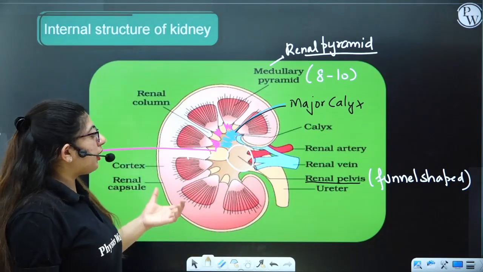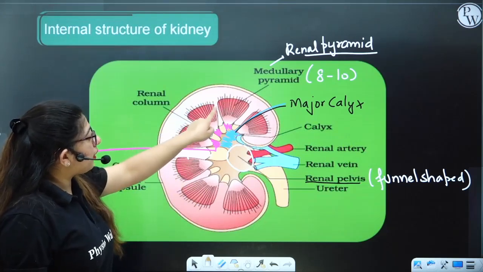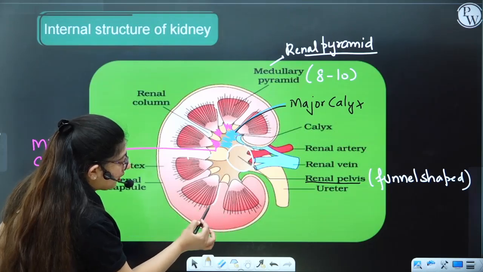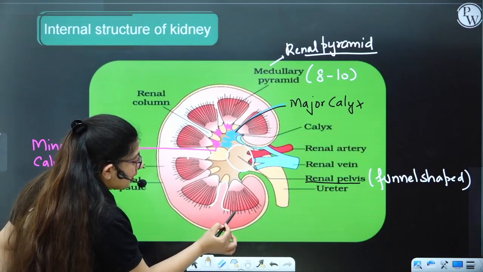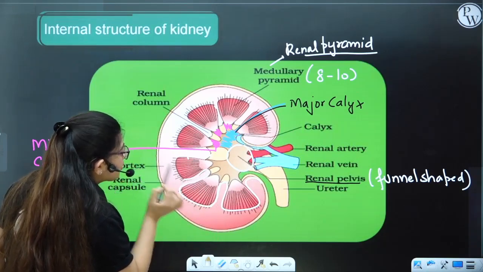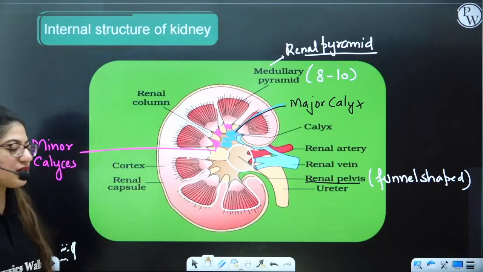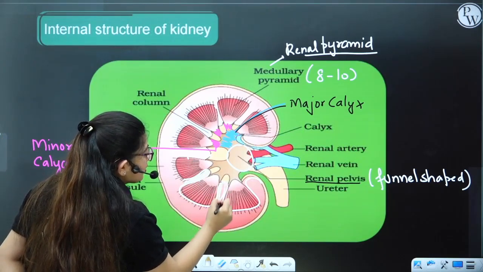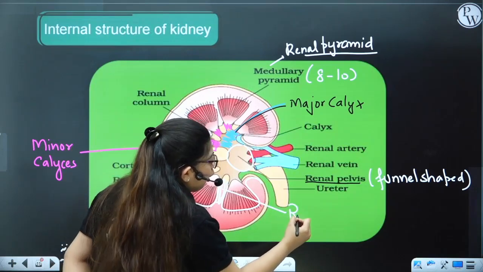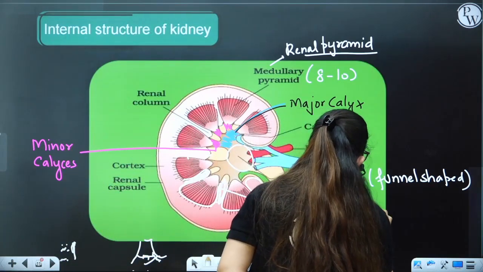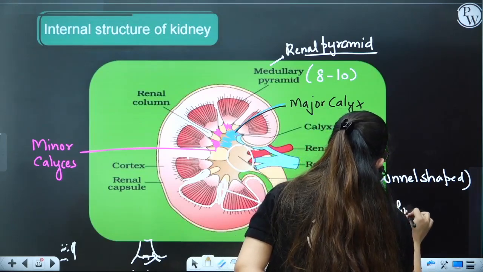Okay. So here you can see sometimes the cortex is emerging inside. Can you see these areas where the cortex is emerging inside? Yes, this cortex is emerging inside. These areas are known as renal columns. I am shading these areas. They are known as renal columns or columns of Bertini.